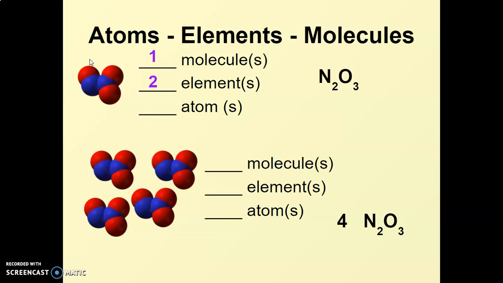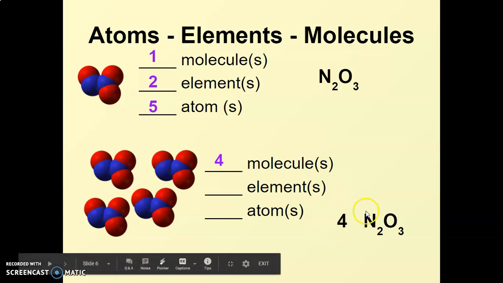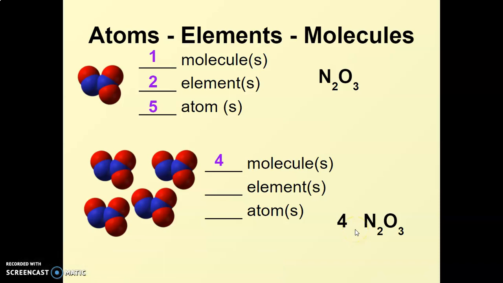And then if we count up the total number of atoms, there's 2 nitrogen, 3 oxygen, so 5 total. And again, you could find that from the equation, or by counting up the atoms in the picture. If you go down below that, now instead of looking at just the one molecule of N2O3, we're going to look at 4 molecules. That's what the coefficient of 4 in front of it tells us, is that there's 4 molecules, and you can also see that drawn out in the picture.